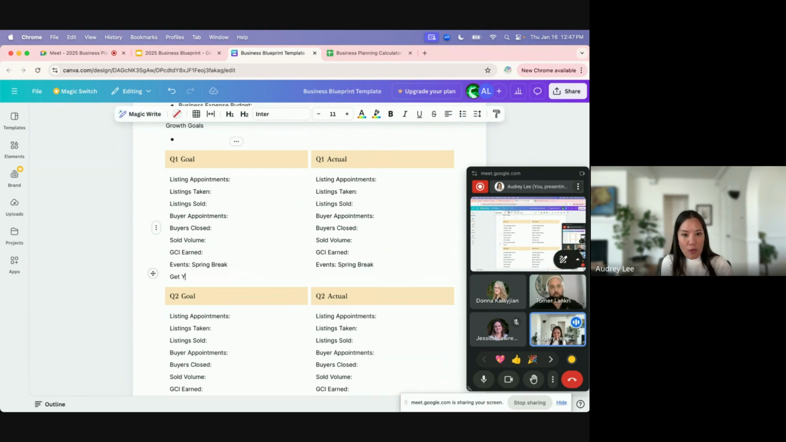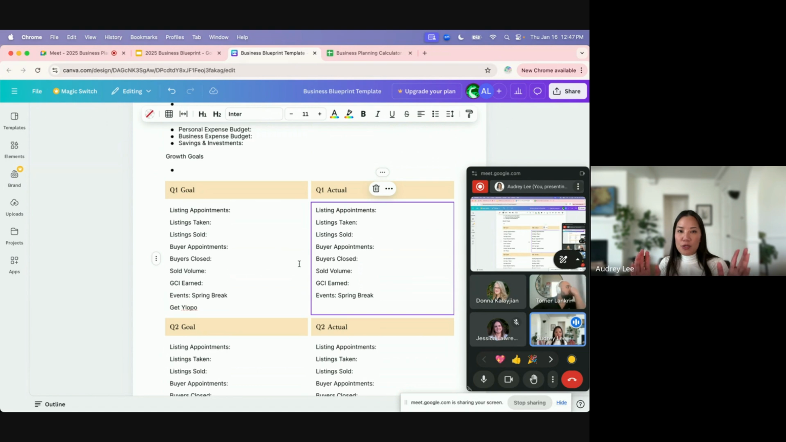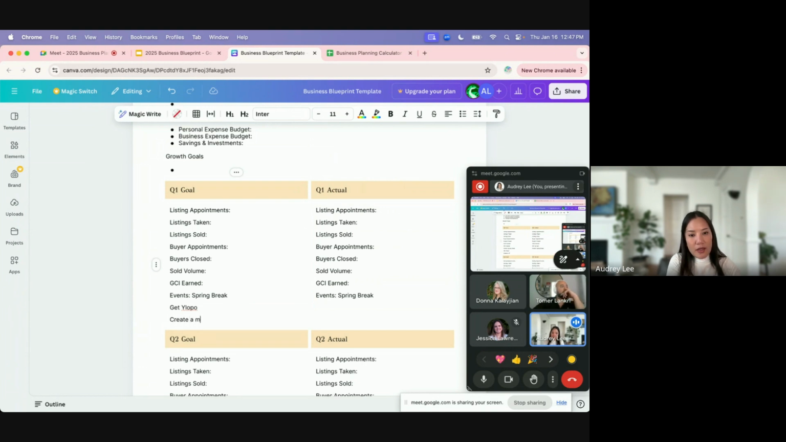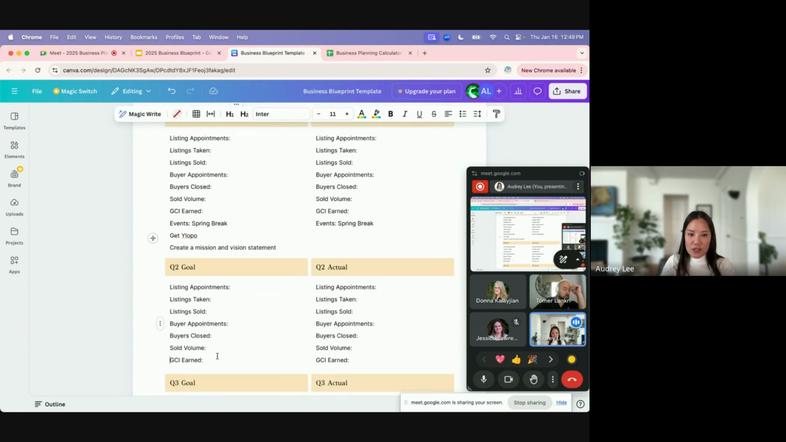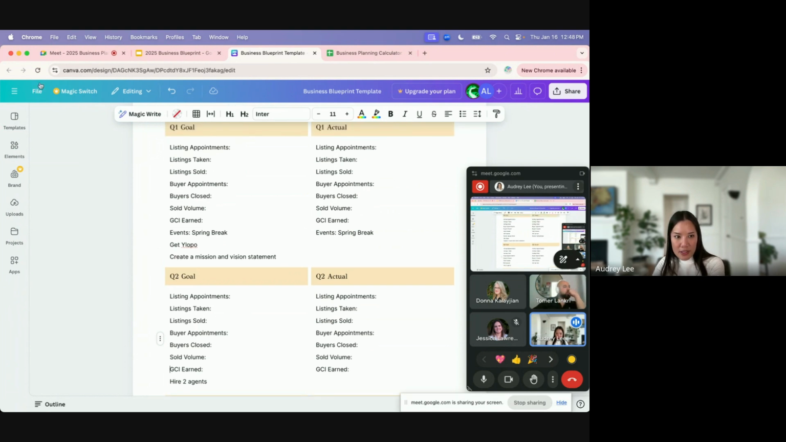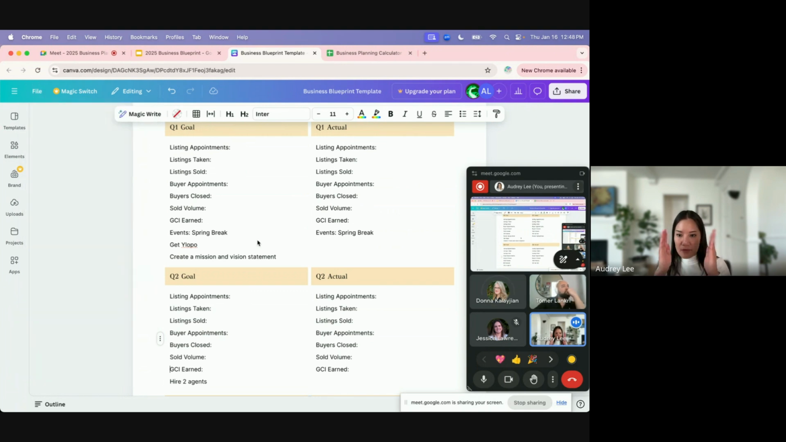So, get Y Lopo, and then you can kind of check that off on here. So this should help you put pen to paper in terms of all of the things you want to accomplish, create a mission and vision statement, so that by Q2, you can actually hire 2 agents, right? And then if you want, you can just download this and print it out, keep it by your desk so that you always have your goals in front of you and what you want to accomplish.